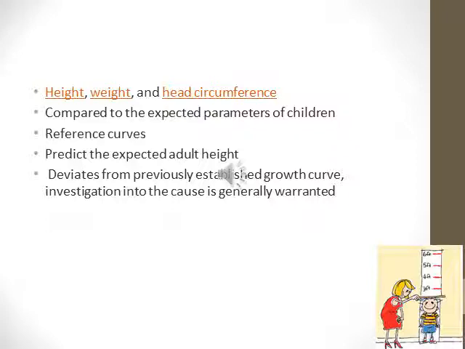If the mother is of short stature and the father is of short stature, you cannot expect a child to be tall. He can attain a particular height, but he cannot exceed that. So growth charts are helpful in predicting the expected adult height. When a child deviates from his or her previously established growth curve, then the physician gets suspicious. Look what happened.